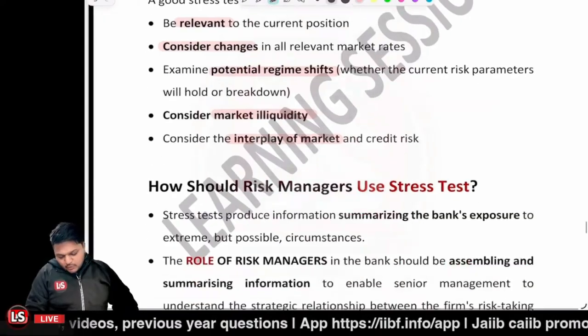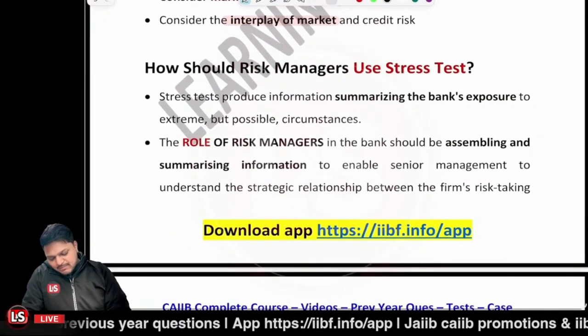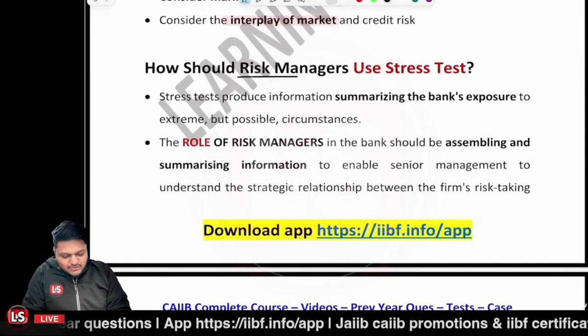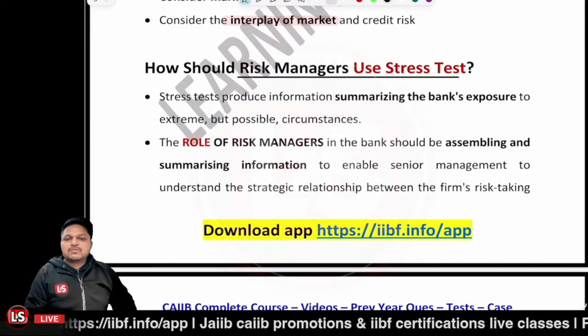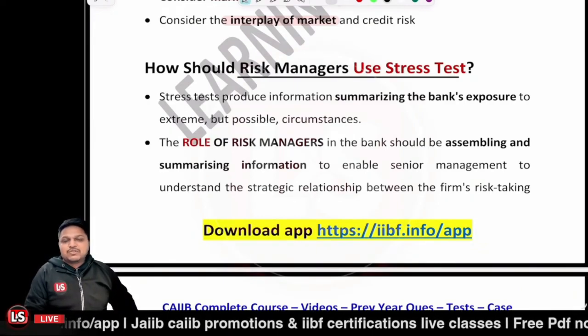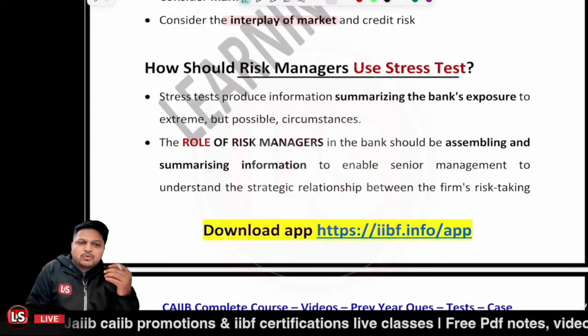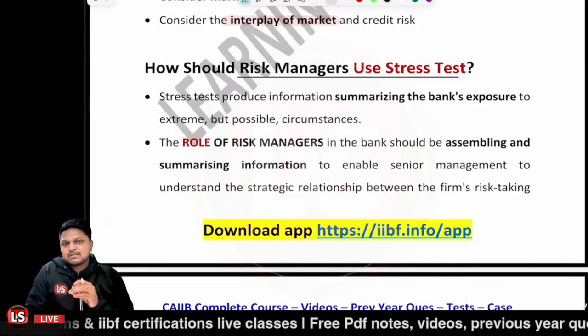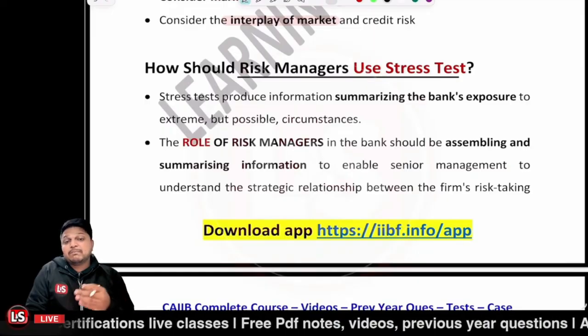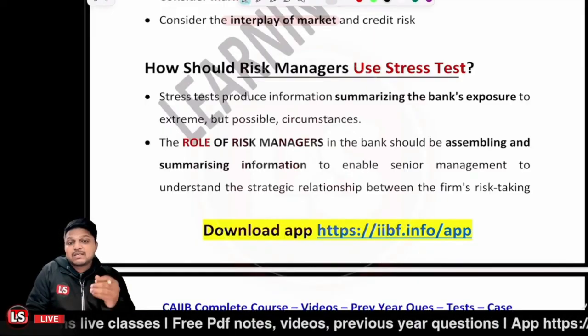Now after that, it's related to how the risk managers use the stress test. Stress tests are going to let you know about the extreme but possible circumstances, not in daily life, but they may happen at some time or some instance, right?